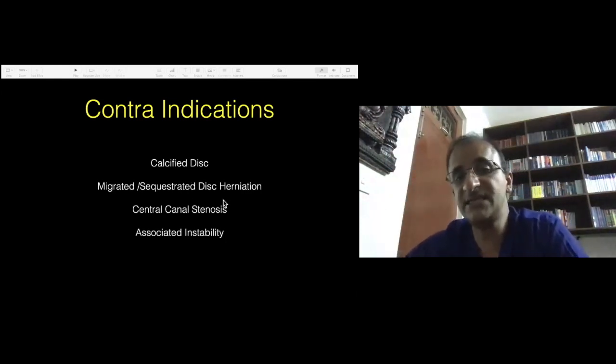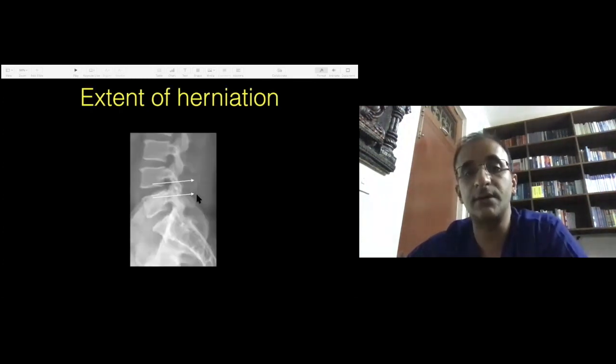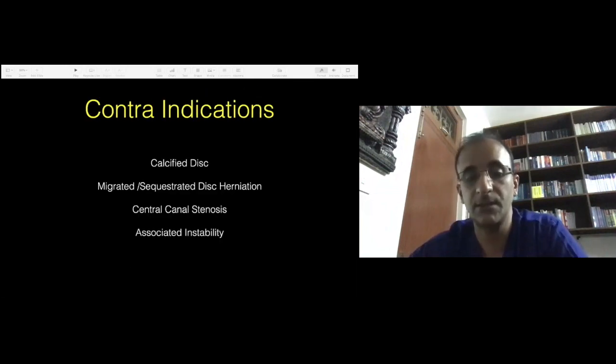Then migrated sequestrated disc herniation. Sequestration above this or below this, I would not attempt. Then central canal stenosis is out of the question, and so is instability.